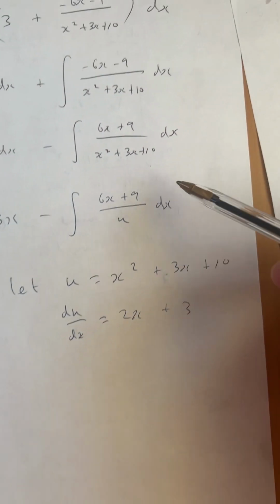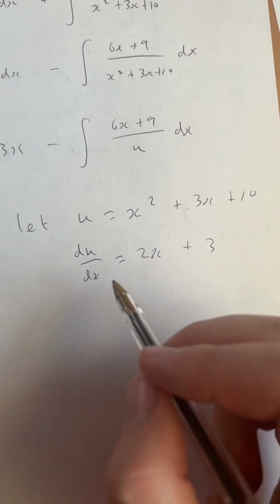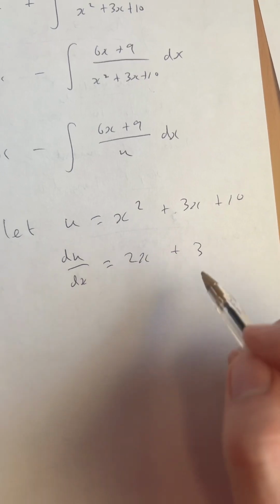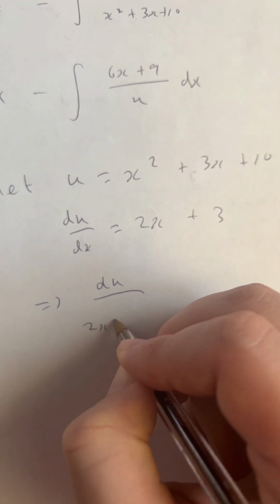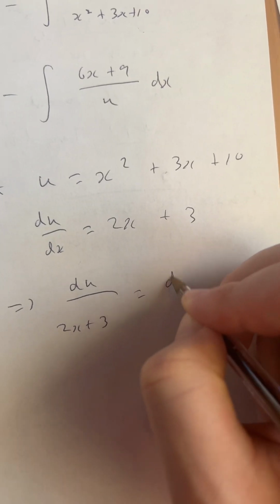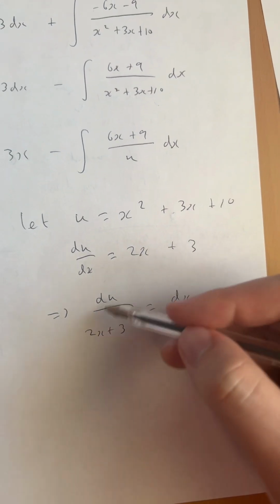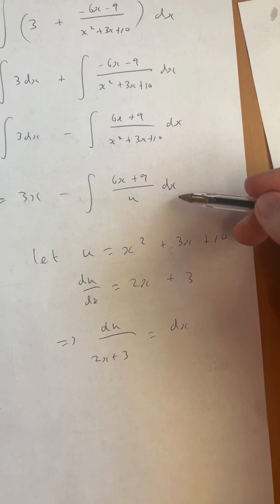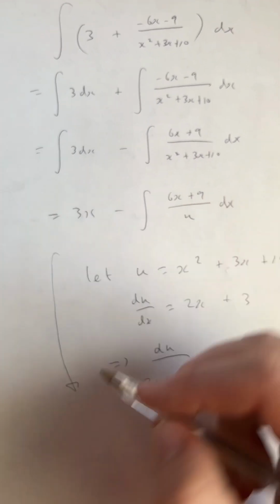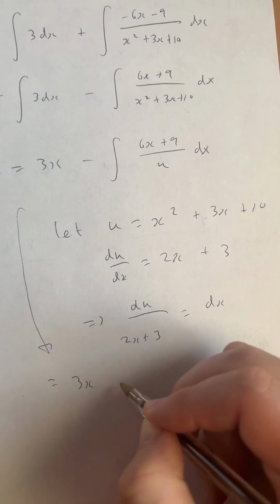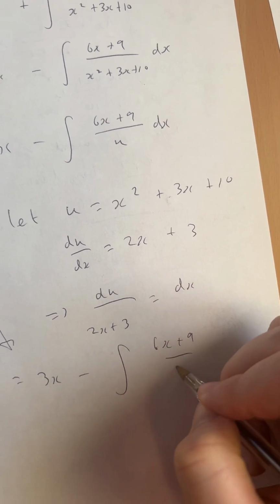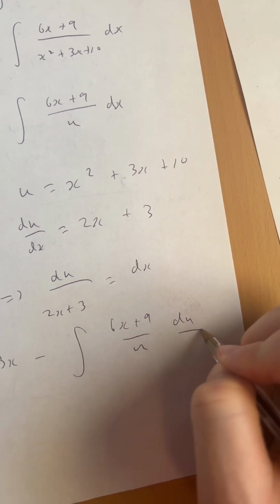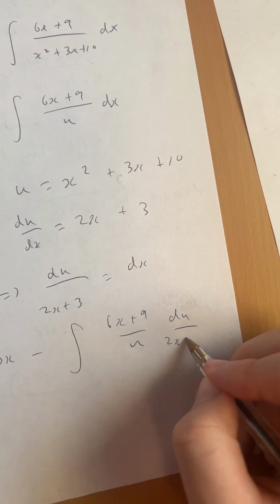But what we can do now to work out a formula for dx is multiply both sides by dx, divide by 2x plus 3. We're going to get that du divided by 2x plus 3 is equal to dx. So now we can swap this instead of the dx there, and what we get is something like this: 3x minus the integral of 6x plus 9 divided by u, and then du over 2x plus 3 there.